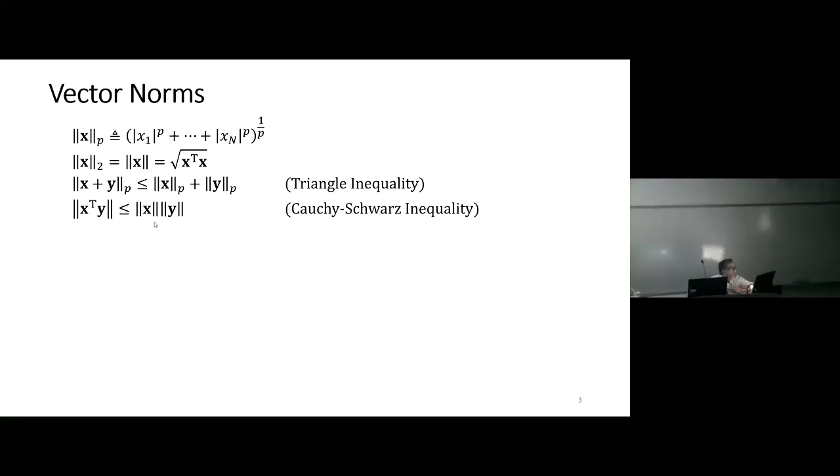And then this is the Cauchy-Schwarz inequality. The norm of x transpose y is less than or equal to the norm of x times the norm of y. Notice the similarity between the two. This is inner product. It's a kind of multiplication, right? So this is with the plus, and this is with the multiplication, addition and multiplication. They're analogous. And these are matrix norms.